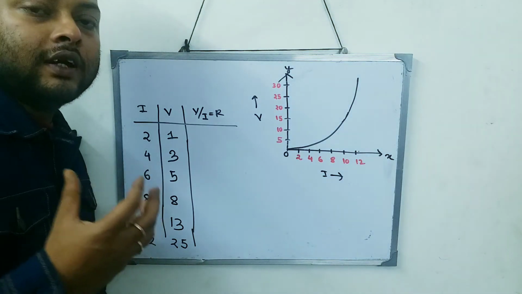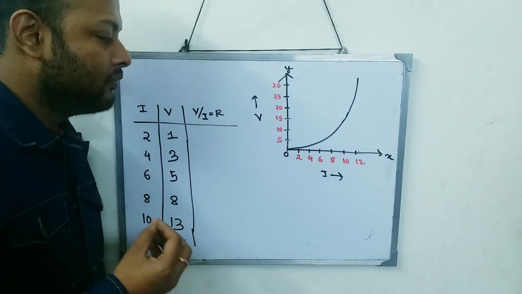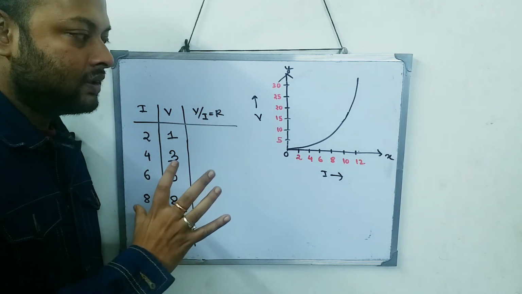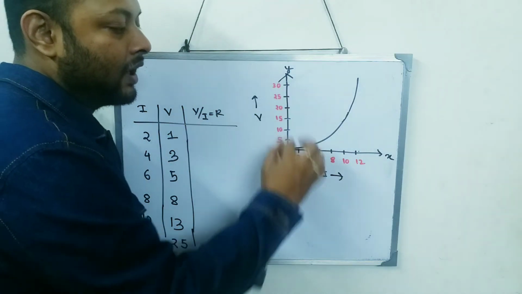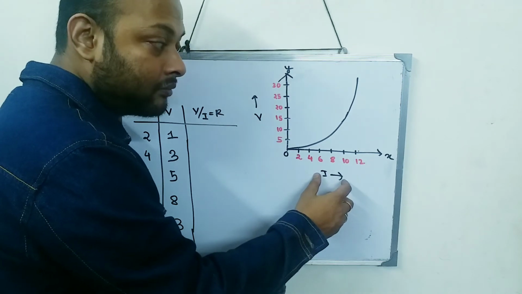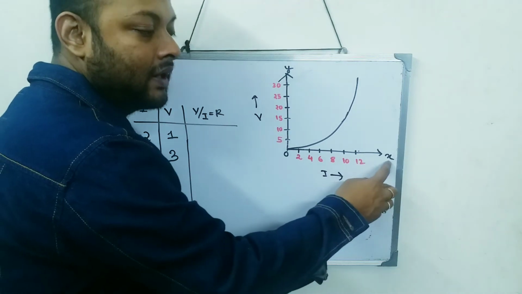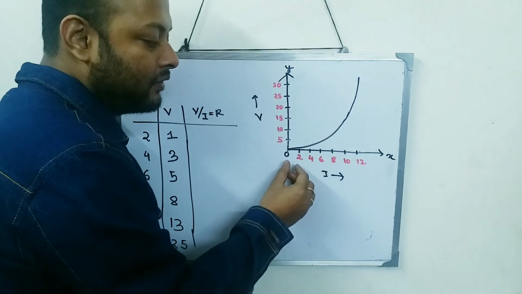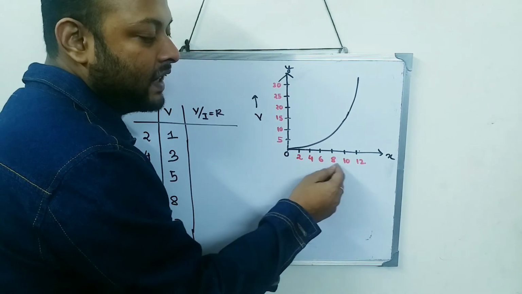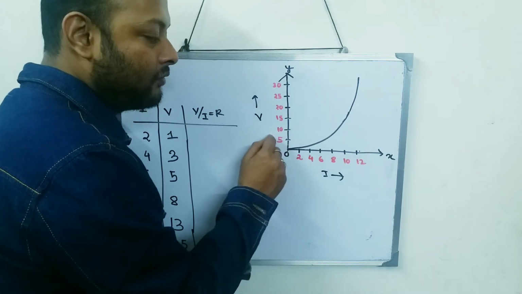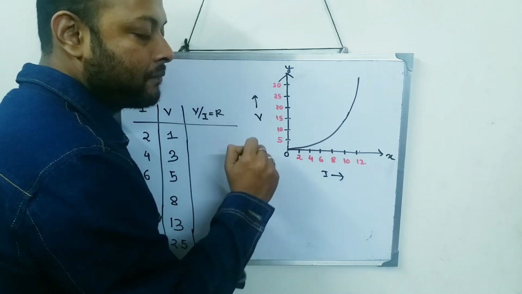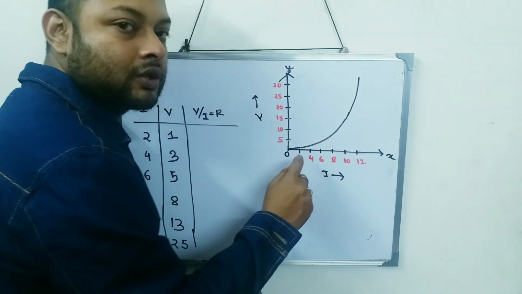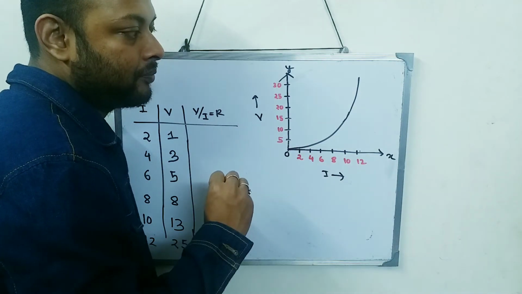Now let's understand this non-ohmic conductor graph by this small example. I have initially drawn a graph. This is my current, which is represented by the x-axis, and this is the voltage, which is represented by the y-axis. I have taken some values 2, 4, 6, 8, 10, 12, and 5, 10, 15, 20, 25, 30. And I have drawn a curve. This curve represents a non-ohmic conductor graph.